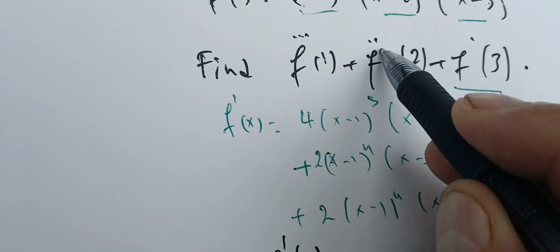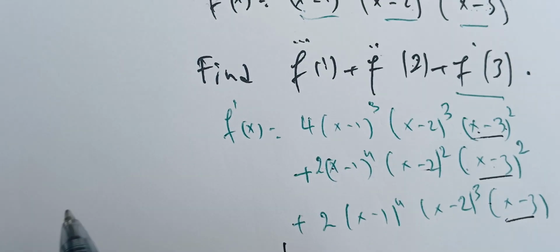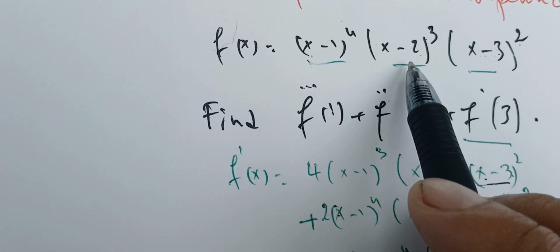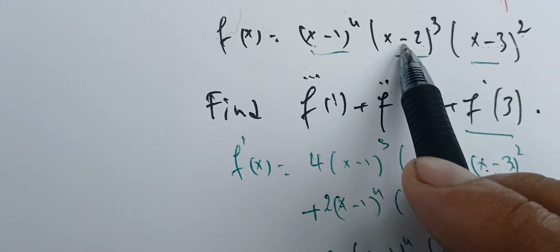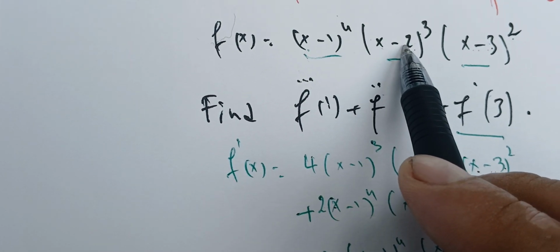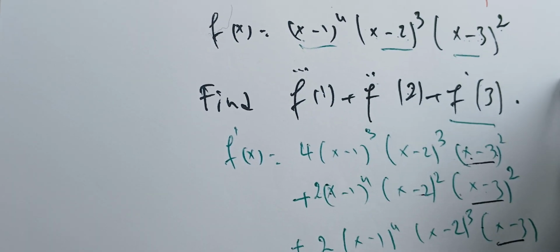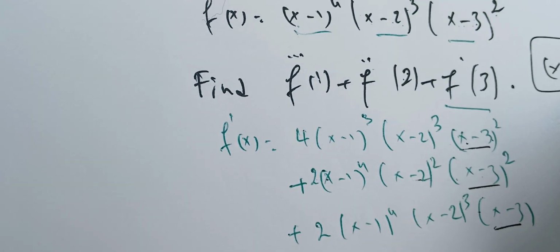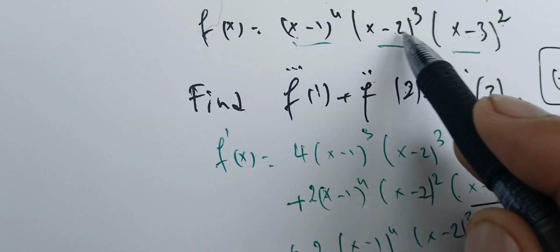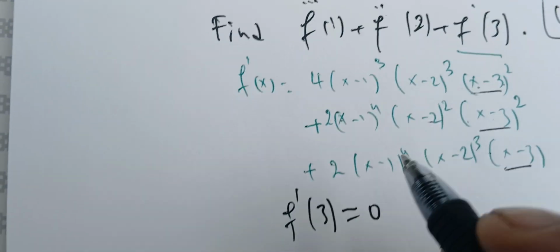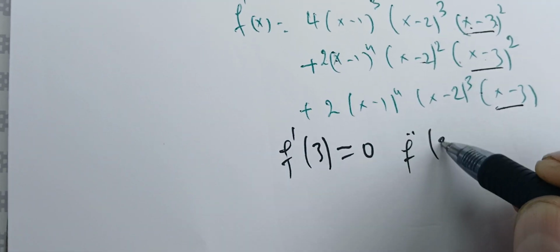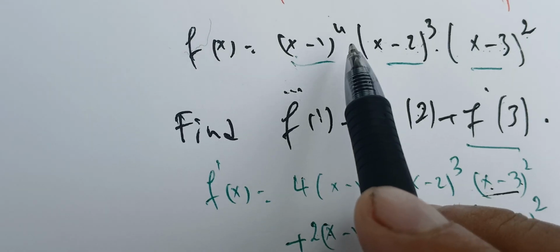The same thing for this one here: the second derivative evaluated at 2. This coefficient won't go; it will stay here. When we differentiate (x minus 2) to the power 3 two times, we're going to have x minus 2 to the power 1, and therefore it's going to stay. When we evaluate, we're going to get f double prime of 2 is 0. The same thing for here.